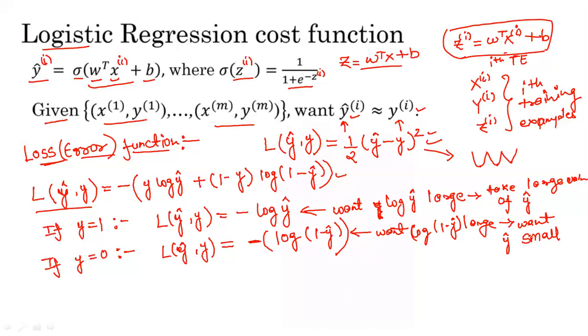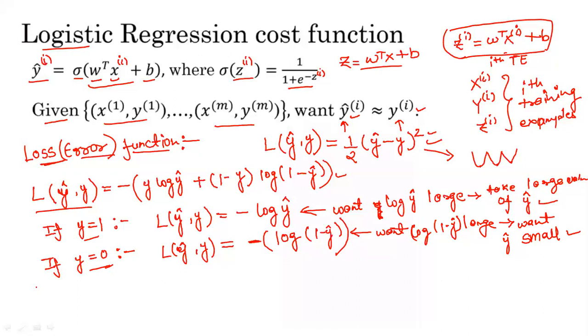So this is the case of y equal to 0 and y equal to 1. In y equal to 1, we'll take a very large value of y hat, and when we take y equal to 0, then we will take a very small value of y hat. So this is the basic intuition of the loss function or the error function. Now, a loss function or an error function is basically defined for a single training example.